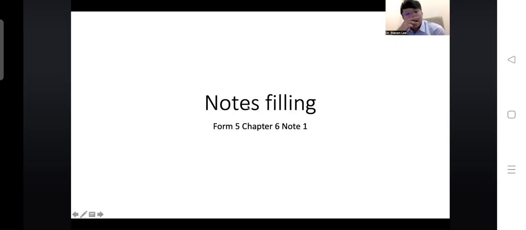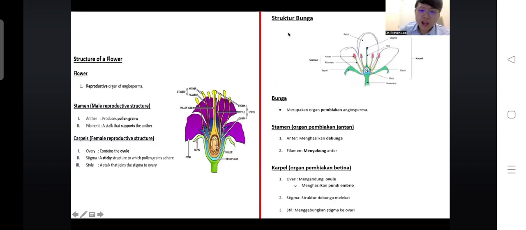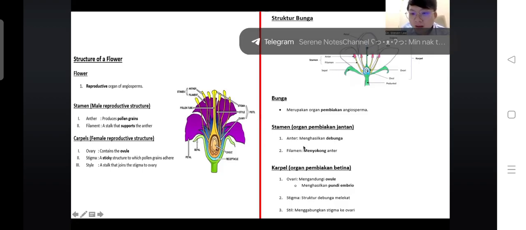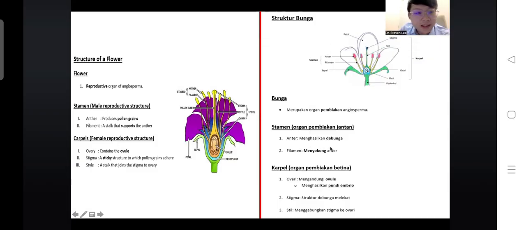Okay, so Form 5 Chapter 6 Note 1, I hope you all have already downloaded the notes. It's in the Google Classroom. So I repeat one time in Bahasa Melayu. Struktur bunga, alright? So bunga dia merupakan organ pembiakan angiosperma. Angiosperma is flowering plants, tumbuhan berbunga lah. So they have two parts. Stamen dia adalah organ pembiakan jantan, alright? So this is all stamen. Dia ada dua bahagian. Satu adalah anther, which menghasilkan debunga. Debunga is pollen grains. Okay? So filament is this yellow color stick they use to menyokong the anther.